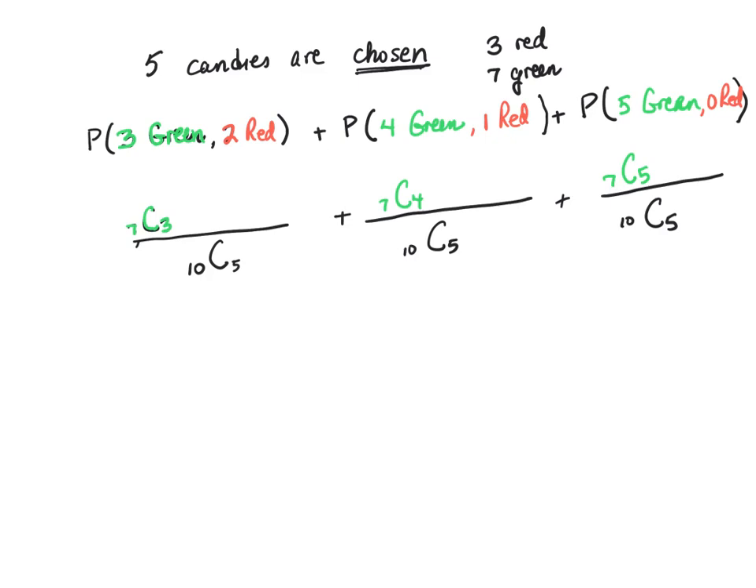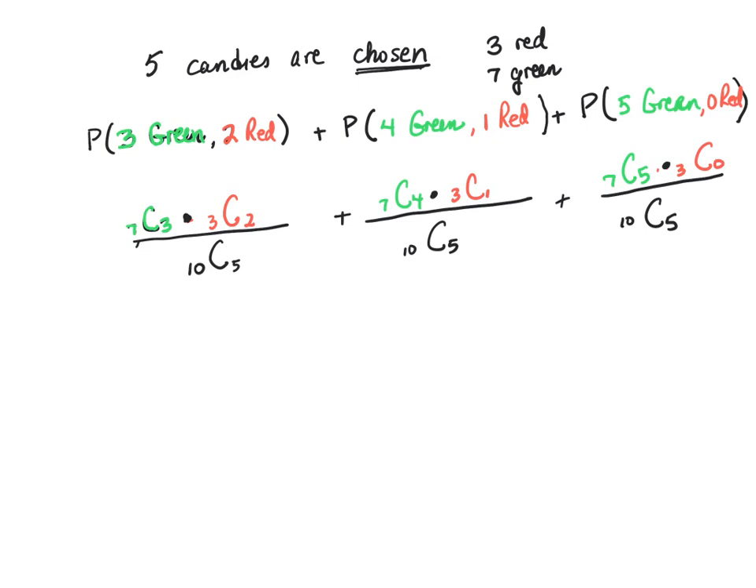But don't forget that we're also picking red as well. So to pick 2 red from the 3, that's 3C2. 1 red would be 3C1. And 0 red would be 3C0. And again, we multiply by the counting principle because we're picking them both at the same time. So this is one way to do it.